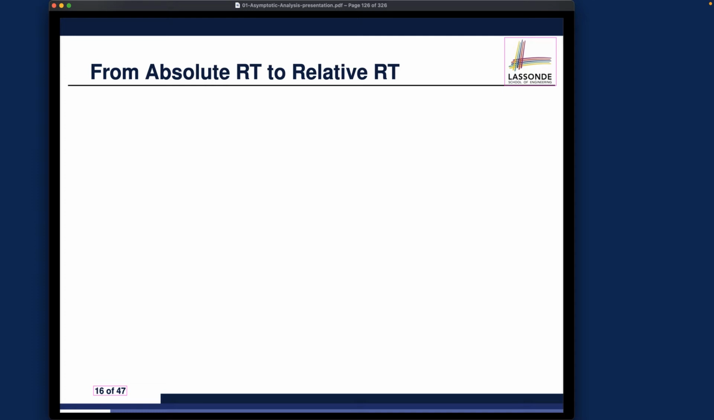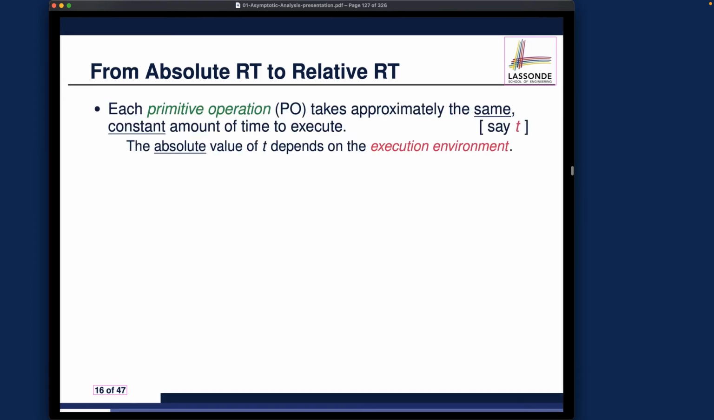Just remember that from one platform to another, for example, from one operating system to another, each primitive operation might take a different amount of time to be executed, even though the difference might be very small. But since we want precision, we have to watch out for such details. Let's see exactly what I meant.